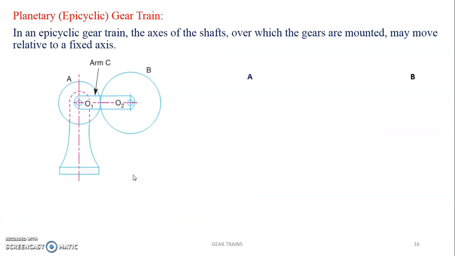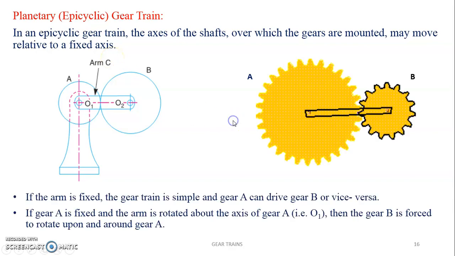The next one is the planetary gear train. See, in each of the gear trains that we looked at before, the gears used to rotate about their own axis. The axis of the rotation was stationary and the gear used to rotate at the same axis. Now, in an epicyclic gear train, the axis of the shaft over which the gears are mounted may move relative to a fixed axis.